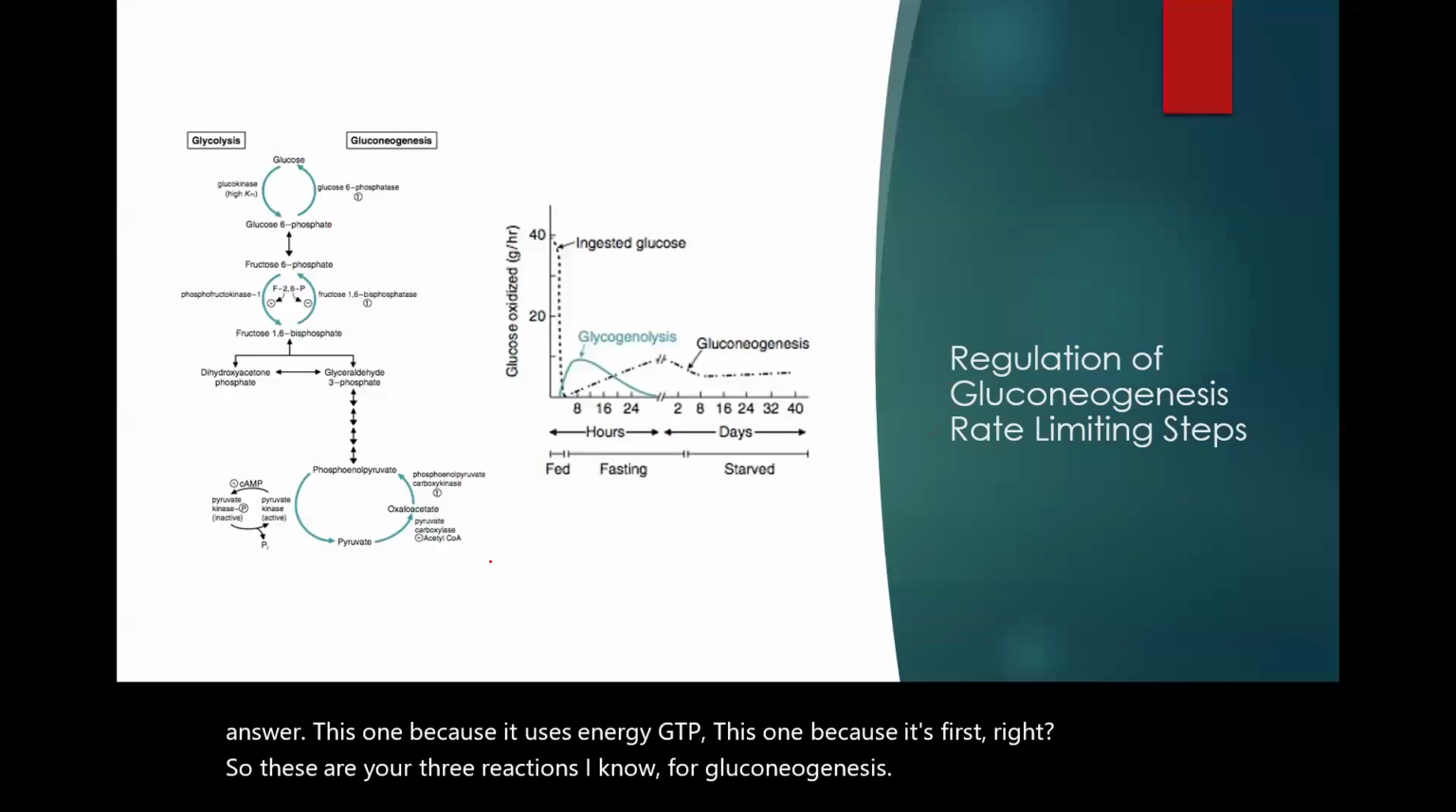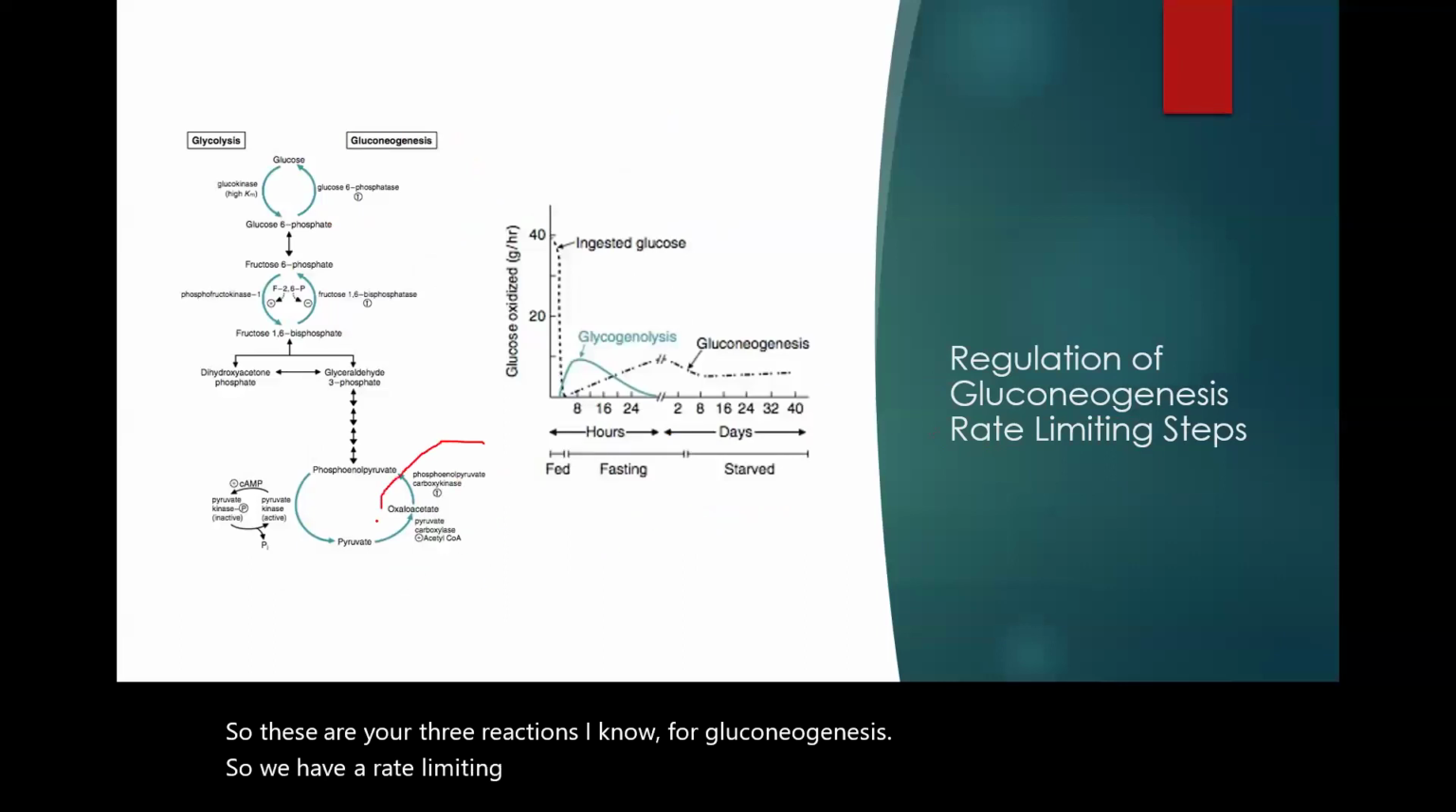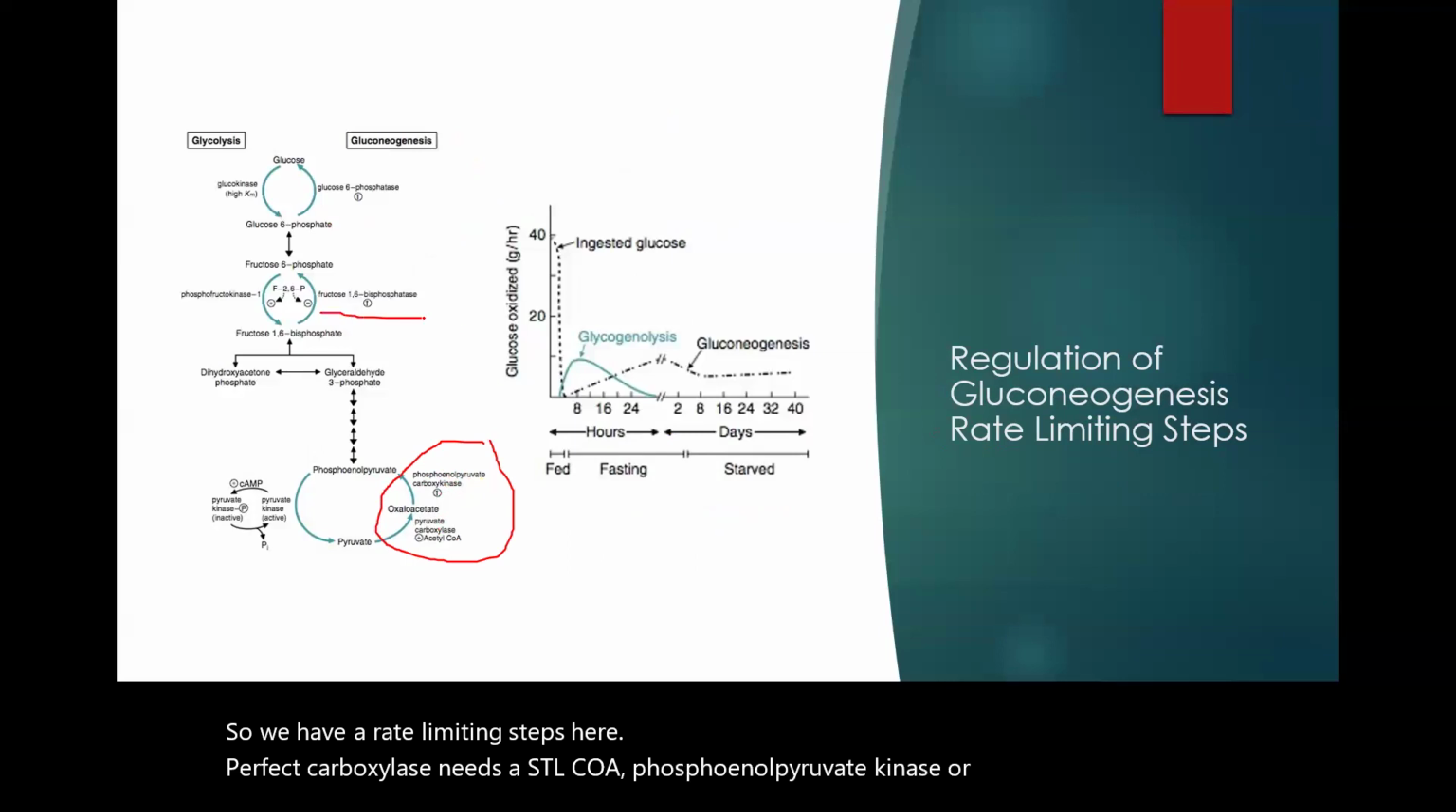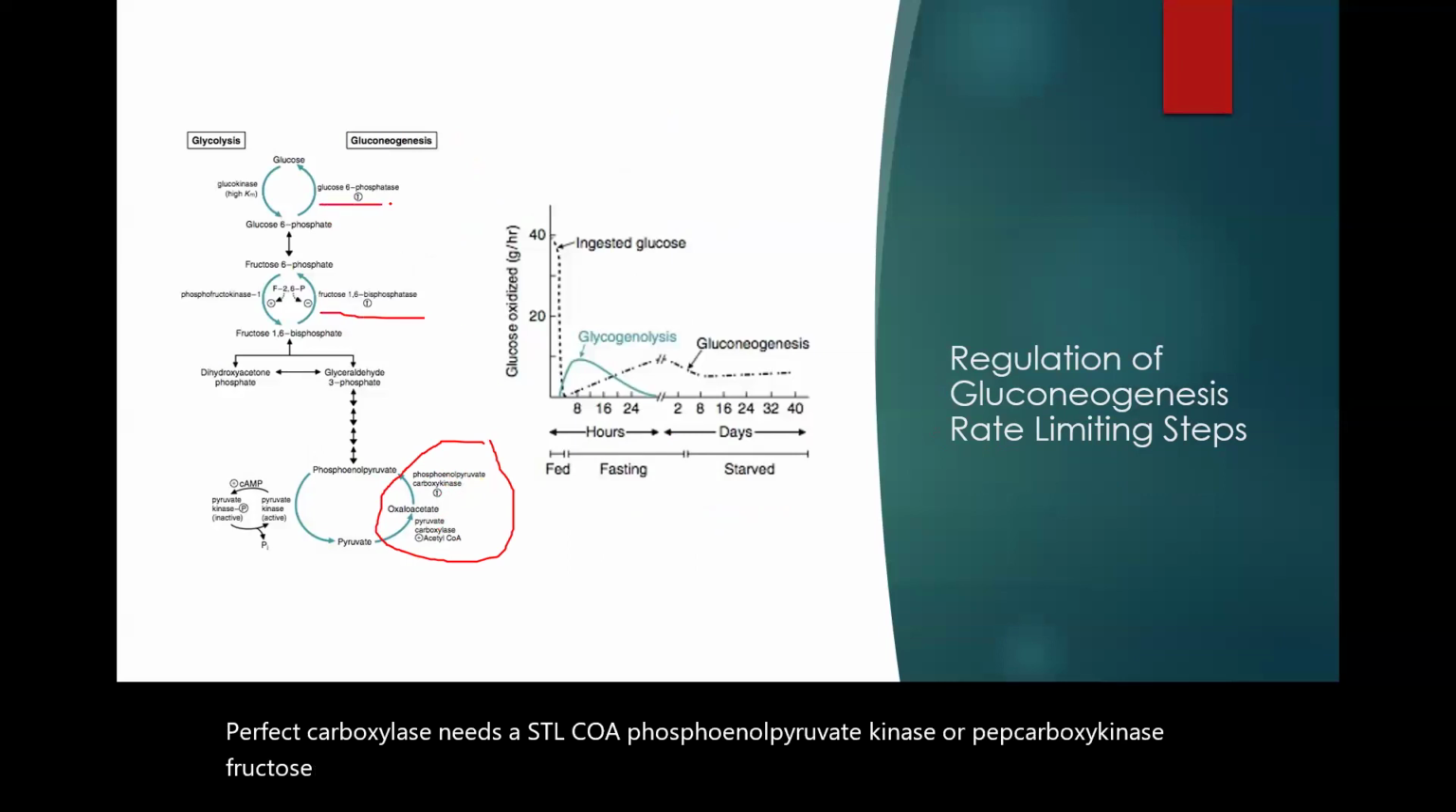So then we have our rate-limiting steps here. Pyruvate carboxylase needs acetyl-CoA. Then PEP carboxykinase, fructose 1,6-bisphosphatase and glucose 6-phosphatase. So again, our three, or four, important reactions.